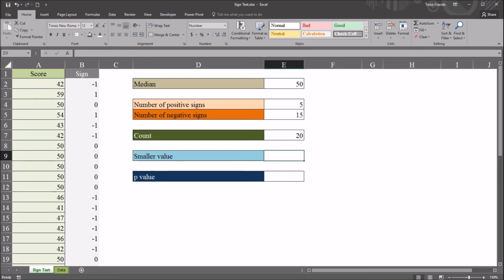Next, I want the smaller value between the positive sign count and the negative sign count. Now we can see the smaller of these two is 5. However, there's a function that can calculate this automatically, MIN, M-I-N, and then the range, which is just these two cells. That returns 5.